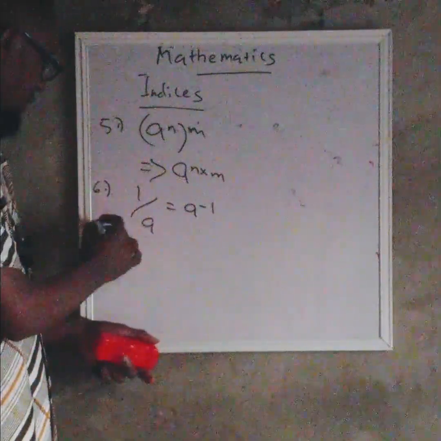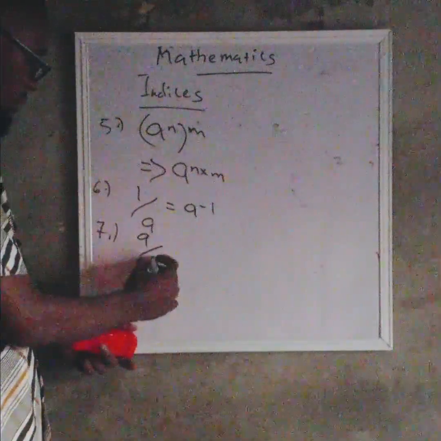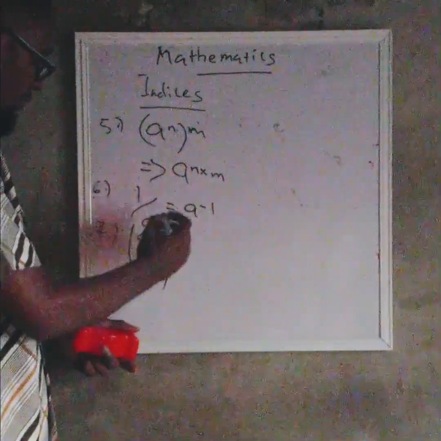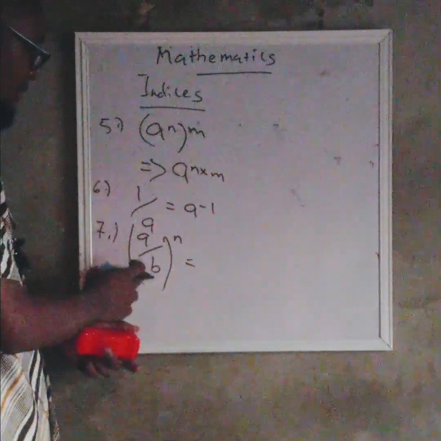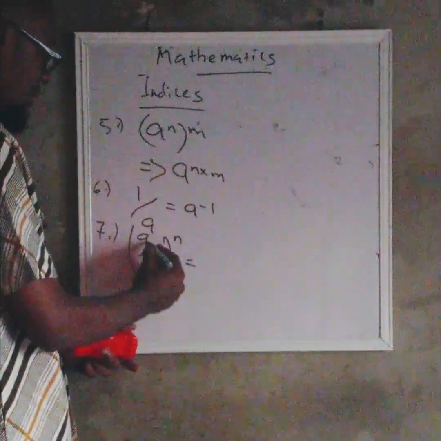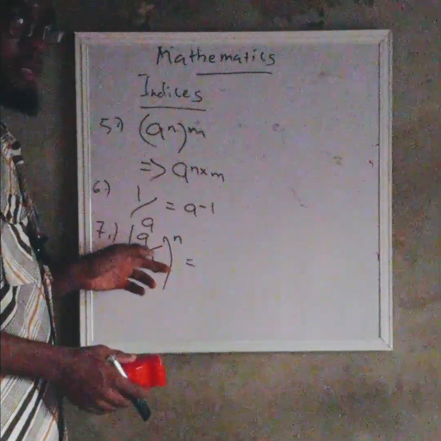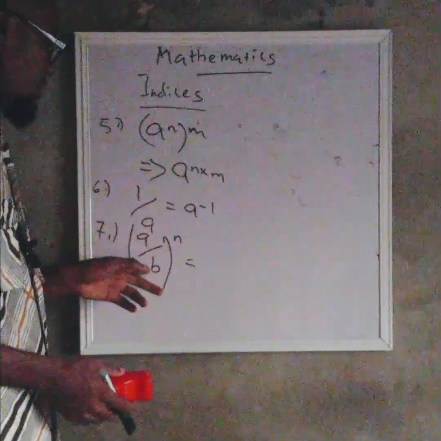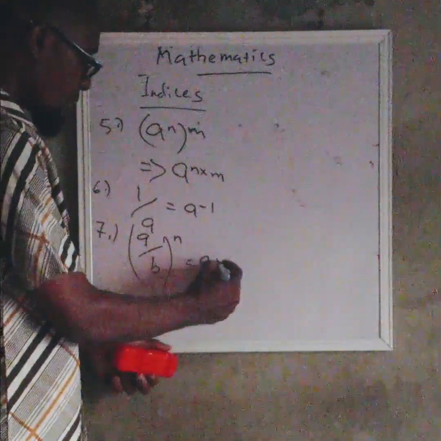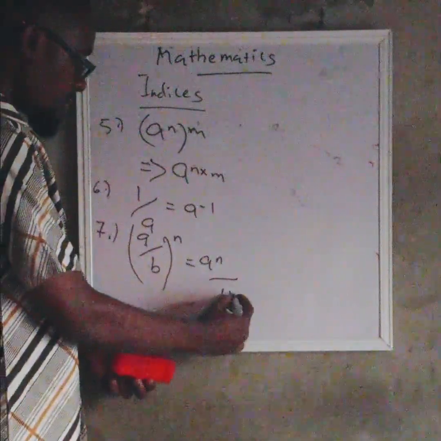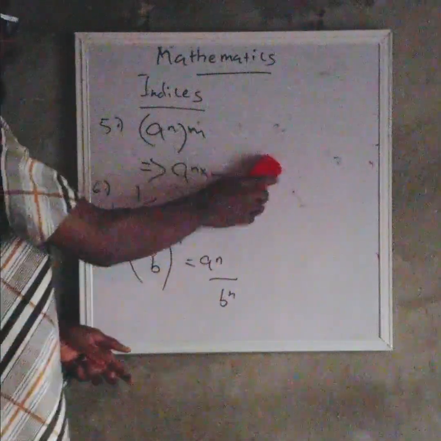And we also have something like a all over b, all to the power of n. See what I did here: a all over b, all to the power of n, is the same thing as, we can share the powers to each number, both in the numerator and the denominator. So this can also be written as a to the power of n all over b to the power of n. Take note of that.